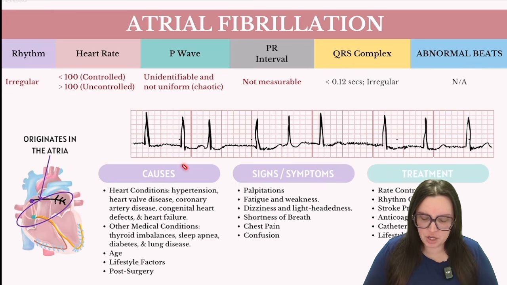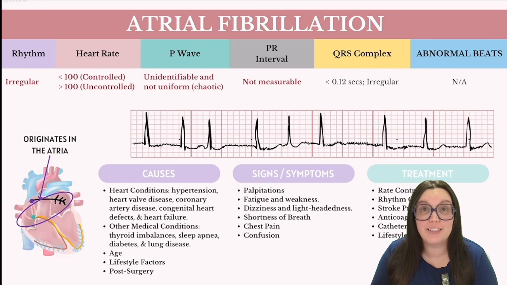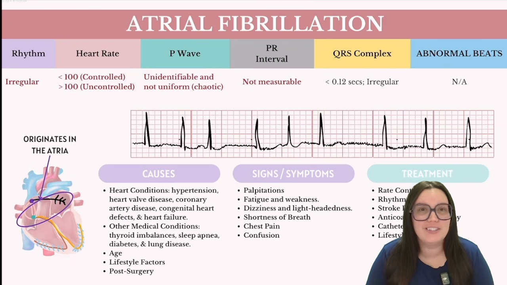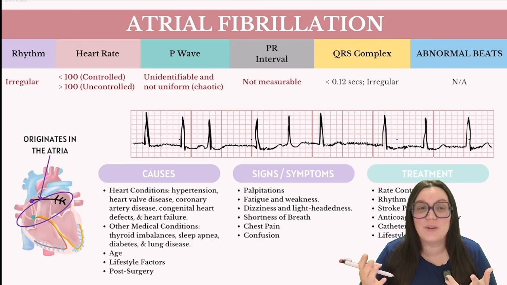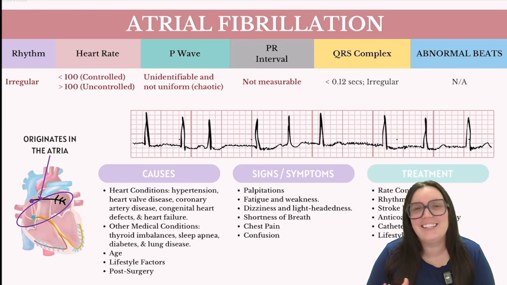So what are some of the causes when it comes to AFib? Well, it could be numerous kinds of heart conditions. We have chronic conditions such as hypertension, heart valve disease, coronary artery disease, congenital heart defects, as well as heart failure. Other medical conditions can include thyroid imbalances, especially hyperthyroidism, sleep apnea, and other chronic conditions like diabetes and lung disease.